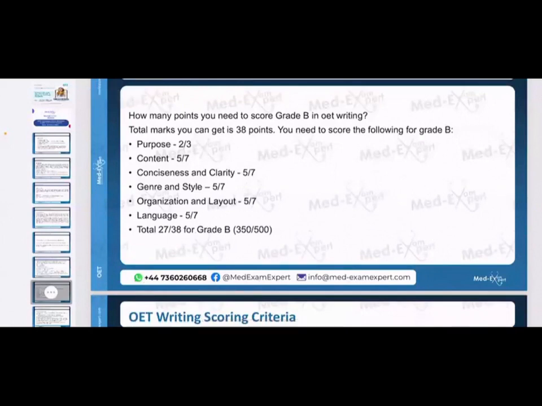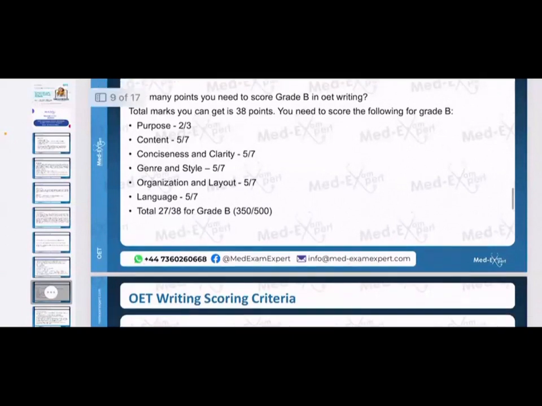For content, there are 7 marks. If you have 5, then definitely you are good. For clarity, again 7, and you have to score 5. And for genre and style, it's again 7, and you have to score 5. And organization and layout, which means sequencing of paragraphs, it's again 7, and you have to score 5.